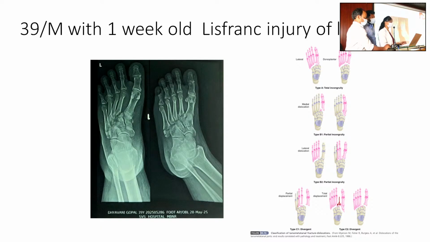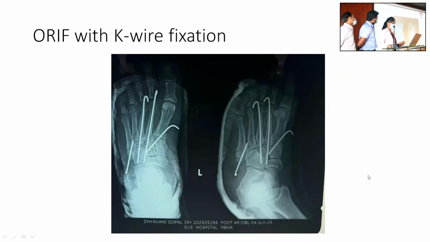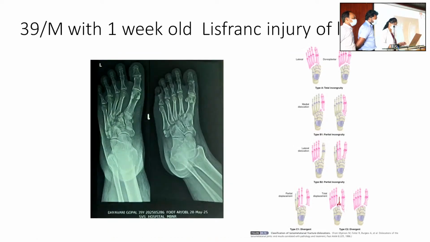A 39-year-old male with 1 week old Lisfranc injury of left foot, sir. Hardcastle and Myerson classification type B2. Medial column TMT joint congruity is maintained, whereas middle and lateral column TMT joint congruity is displaced. We have done open reduction with K-wire fixation. B2, sir. Yes, sir. Medial column was intact, sir. Middle and lateral columns were displaced, so it is type B2.